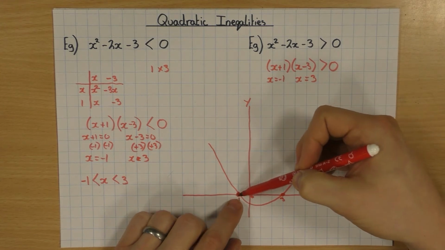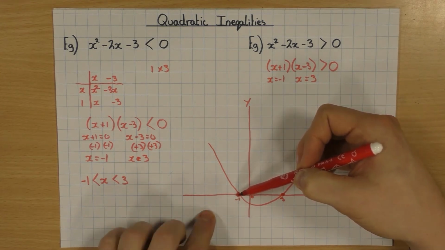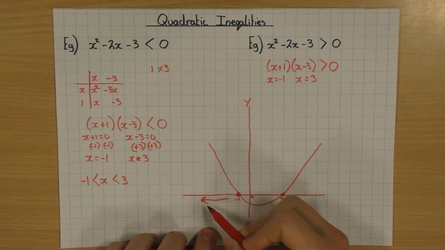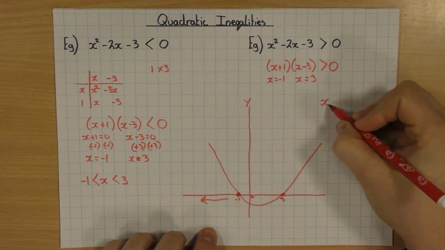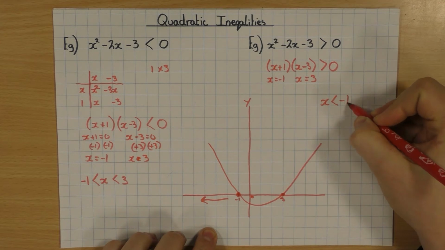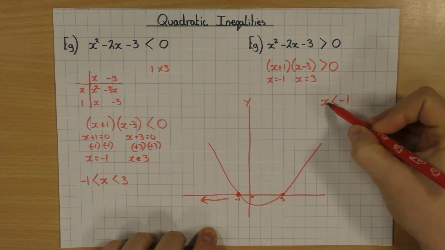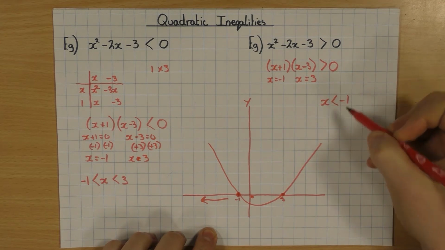Okay, when we're saying x is less than minus 1, any numbers going down here are less than minus 1. So we're saying x will be less than minus 1. So in other words, minus 1 is bigger. It's pointing at the smaller number. So x is less than minus 1.